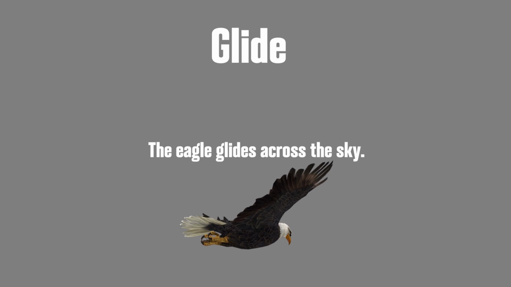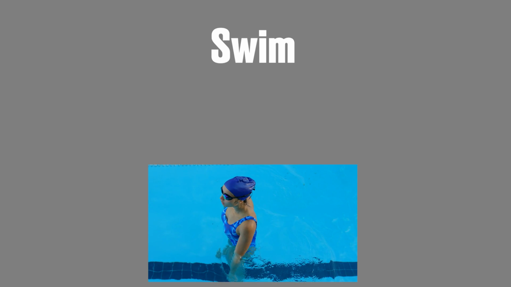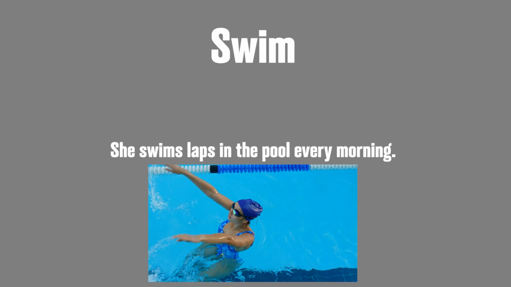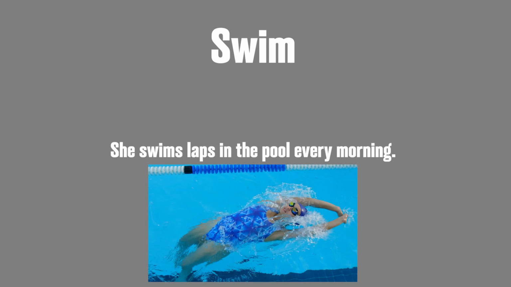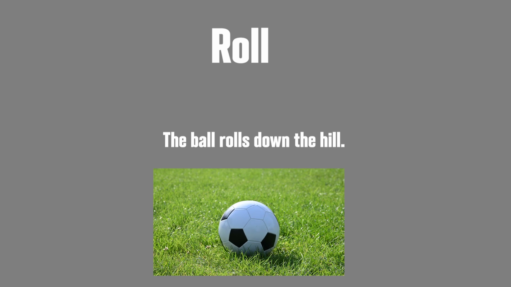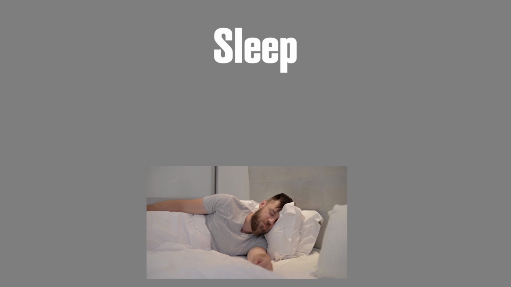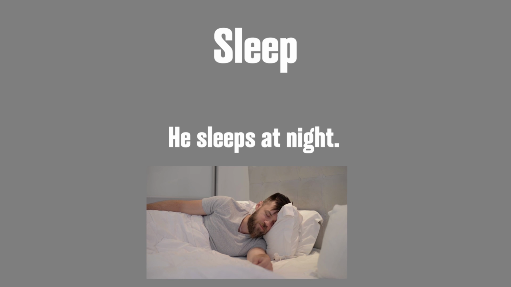Glide. The eagle glides across the sky. Swim. She swims laps in the pool every morning. Roll. The ball rolls down the hill. Eat. She eats an apple. Sleep. He sleeps at night.